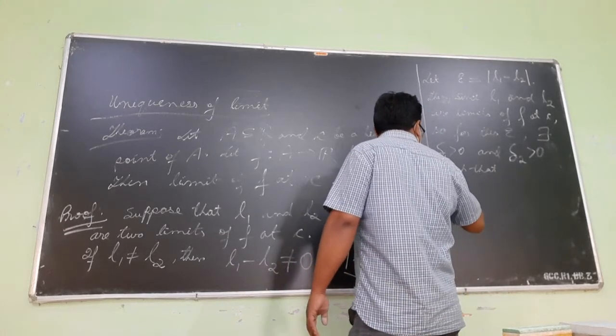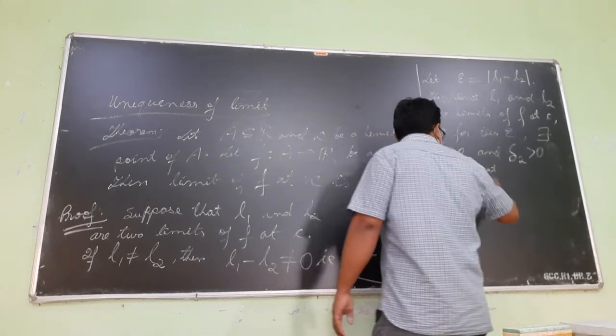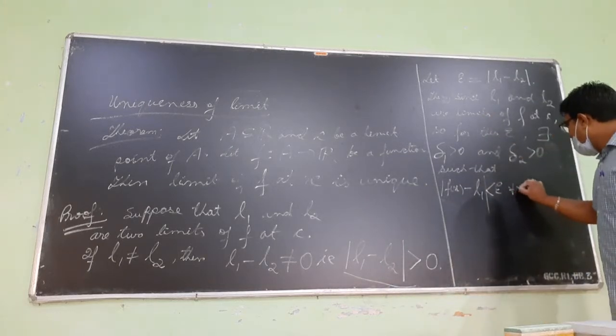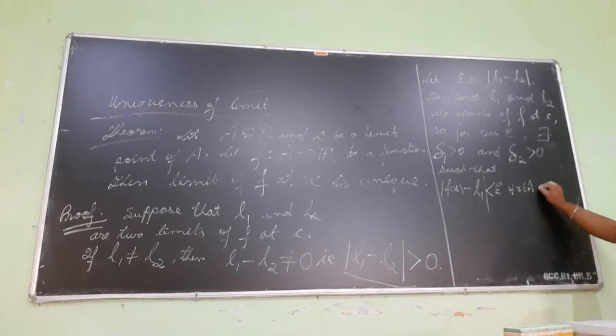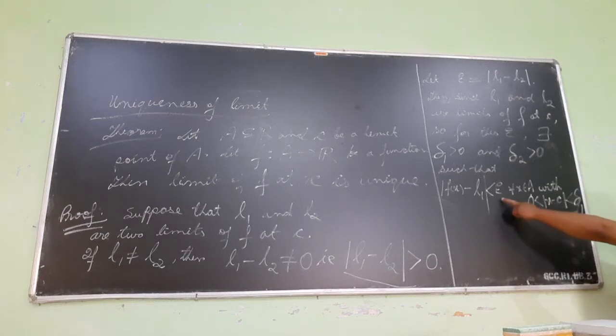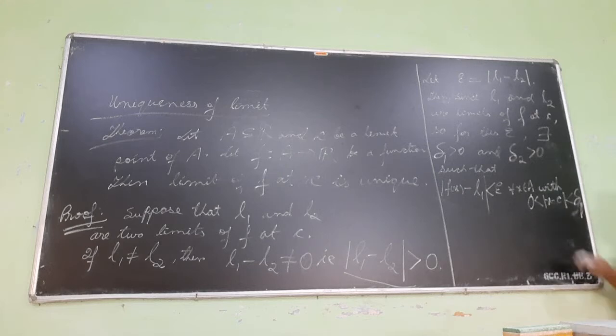Mod of f(x) minus L1 is less than epsilon for all x in A with 0 less than mod of x minus c less than delta 1. Clear? Mod of f(x) minus L1 is less than epsilon for all x in A satisfying 0 less than mod of x minus c less than delta 1. So I will just apply the definition.